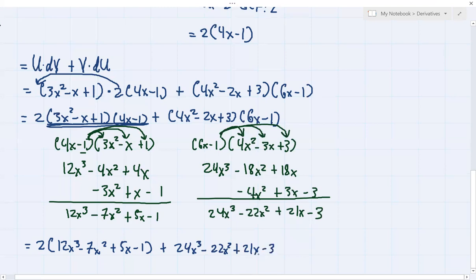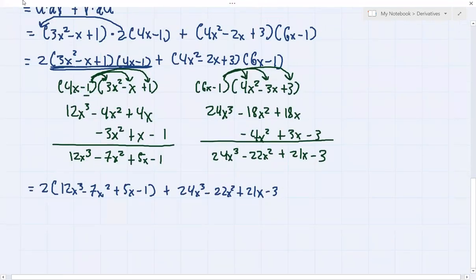Ayan na siya. Now, we're not done yet kasi hindi pa natin na distribute si 2 dito sa expression na to. I mean, we did not distribute 2 to this expression yet. Hindi pa. So, distribute natin siya. So, in here, 2 times 12x cubed, magiging 24x cubed. 2 times negative 7x squared maging negative 14x squared. 2 times 5x maging 10x na siya. And next, 2 times negative 1 maging negative 2.